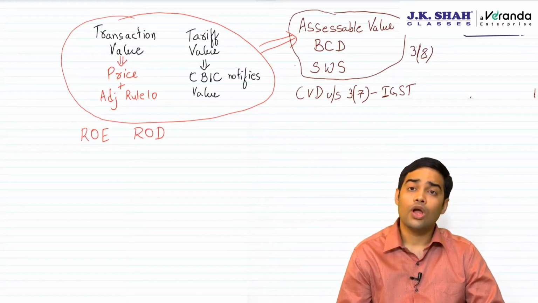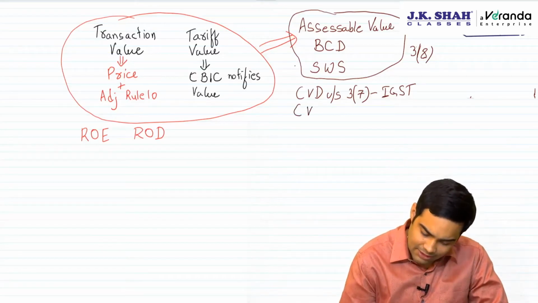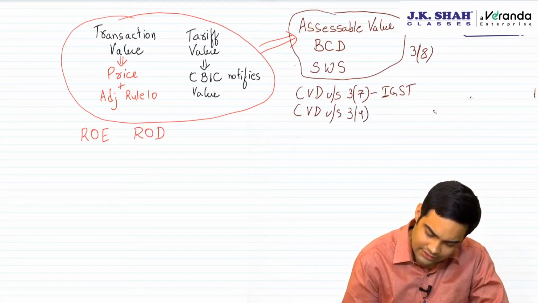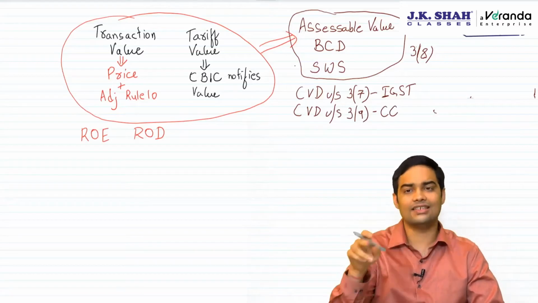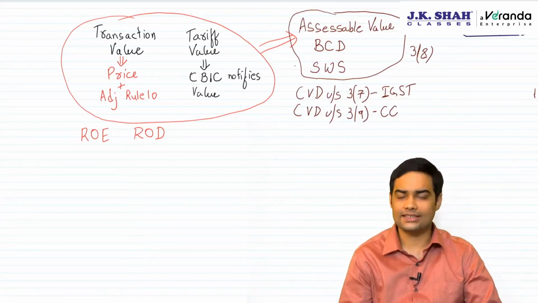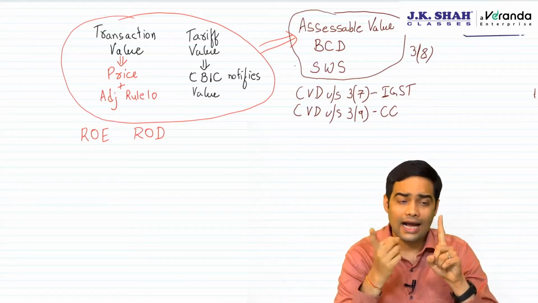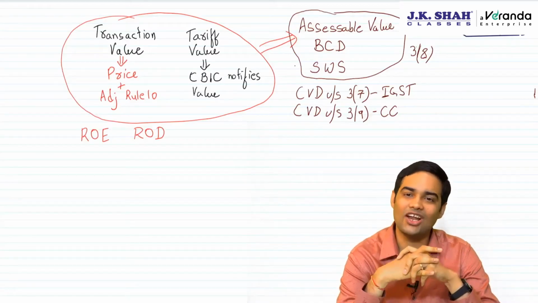Now, what about compensation cess? If compensation cess is applicable, then compensation cess has to be charged based on CVD under section 3(9). But remember, on whatever value you are charging 3(7), the same would be the value for charging compensation cess. There is no separate valuation for compensation cess. IGST is not applicable on compensation cess. Compensation cess is not applicable on IGST.